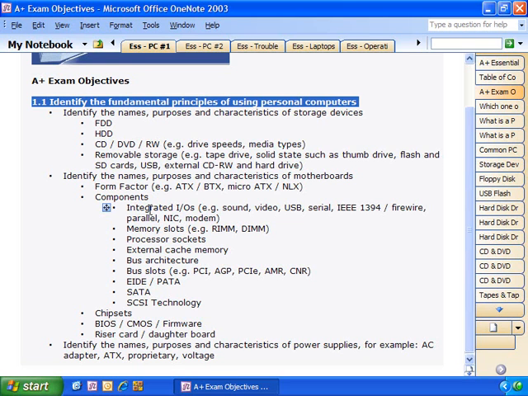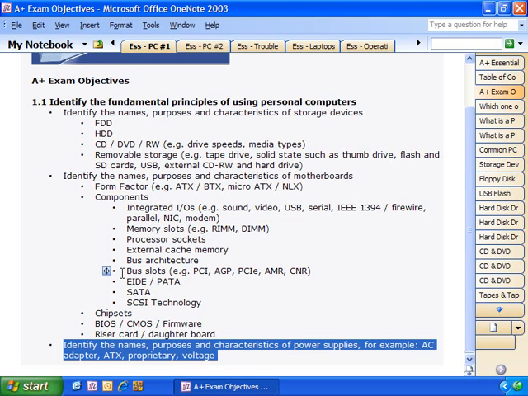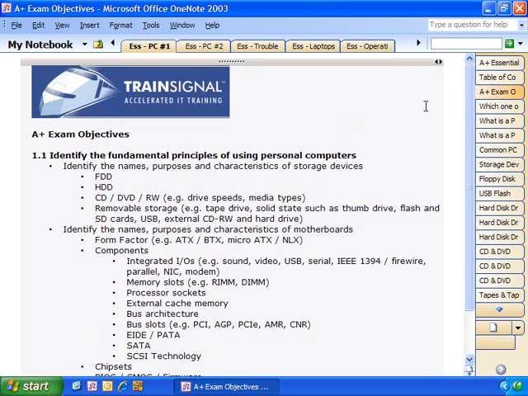IDE or serial SATA drives, SCSI technology, chipsets, BIOS, riser cards, daughter boards, and you should be able to identify the names, purposes, and characteristics of power supplies. Wow, that's a lot. We have a lot of exciting topics to learn in this video, and we'll be covering again Objective 1.1 of the A+ Essentials exam.